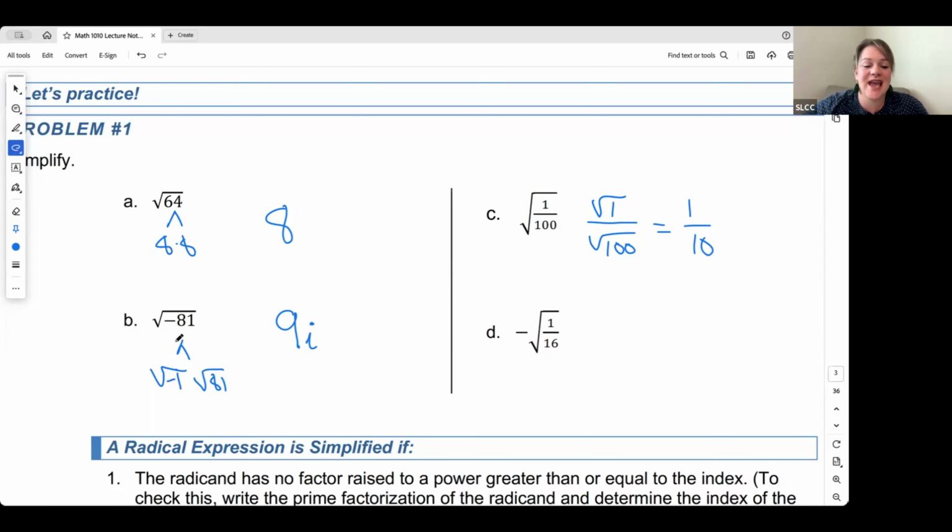And notice D and B are different because in B, the negative is under the root, which produces i. On D, the negative is outside the root, which produces a negative out front. You just leave it alone. So this would be negative and then square root 1 over square root 16, which would be negative 1/4.